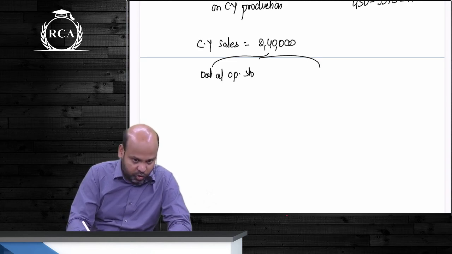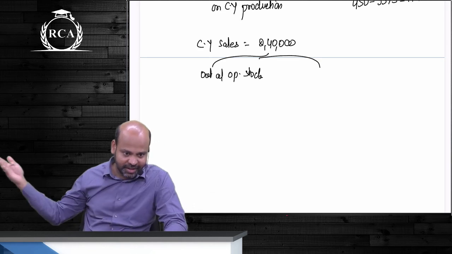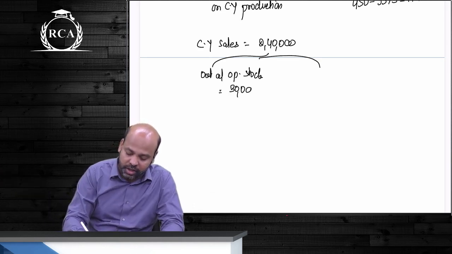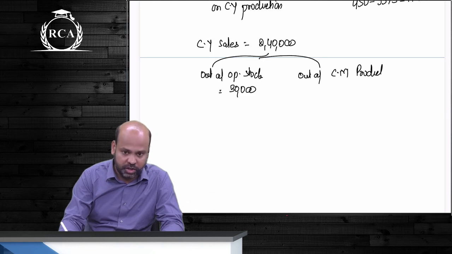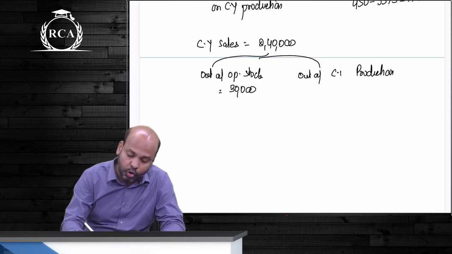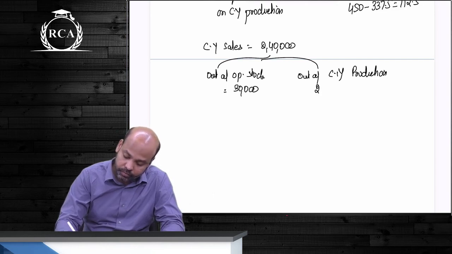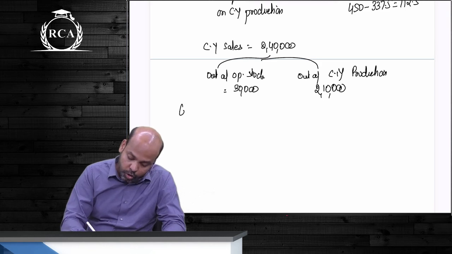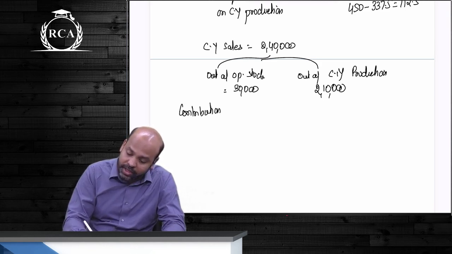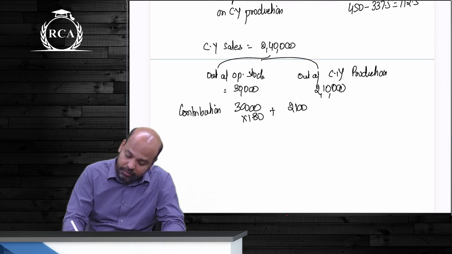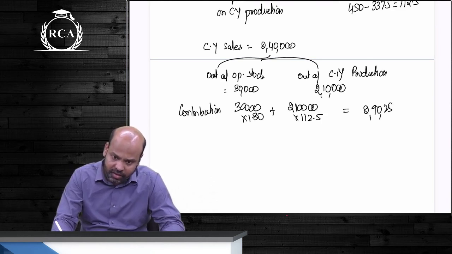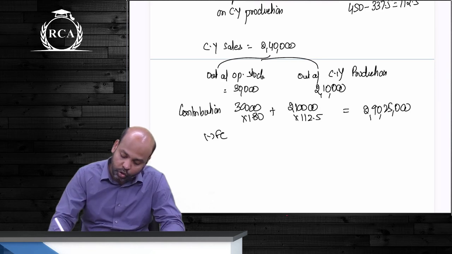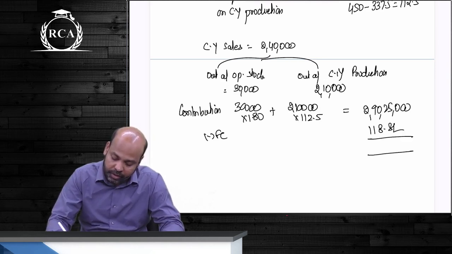We can also answer. Out of opening stock it is 30,000. Out of current year's production, it is 2 lakh 10 thousand. Can you compute total contribution? Contribution, guys, will be on 30,000. Won't I get 180 rupees? Very good guys. On 2,10,000 I will get 112.5. Say the total of both combined: 2 crores 90 lakhs. From this I will deduct fixed cost, beta, which is 1 crore 18 lakhs 80,000. What will be my profit?